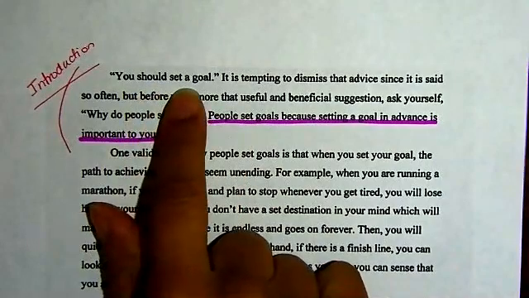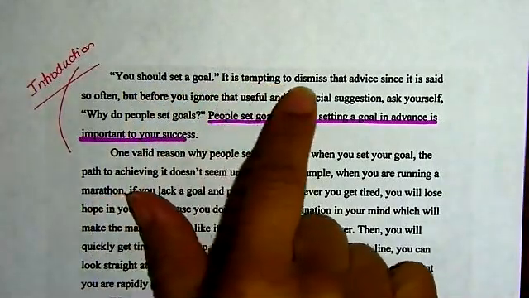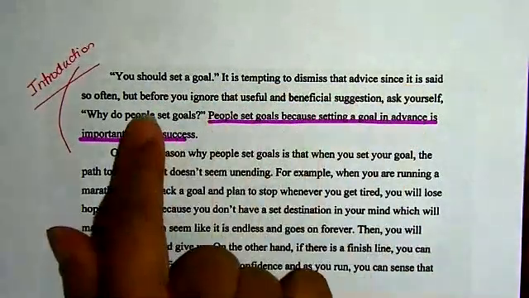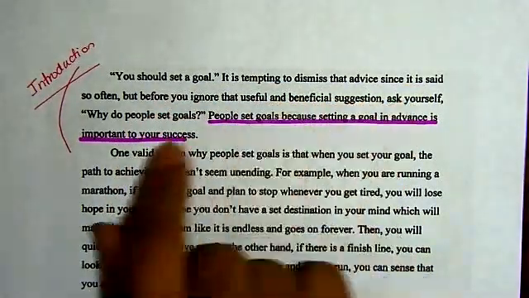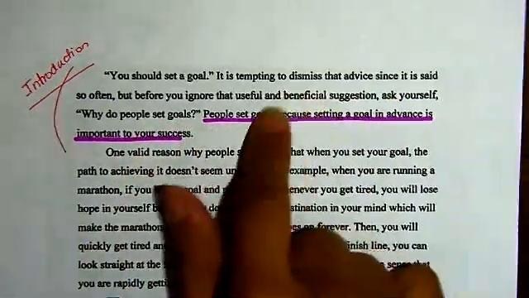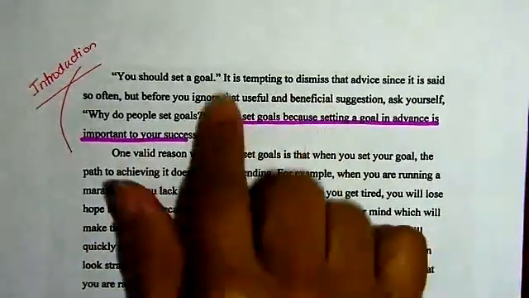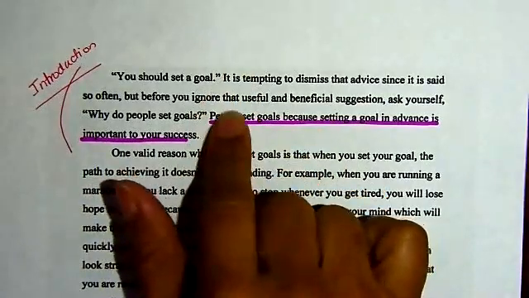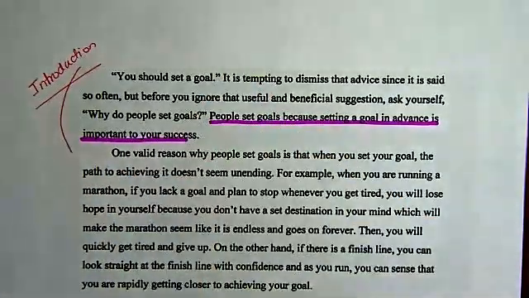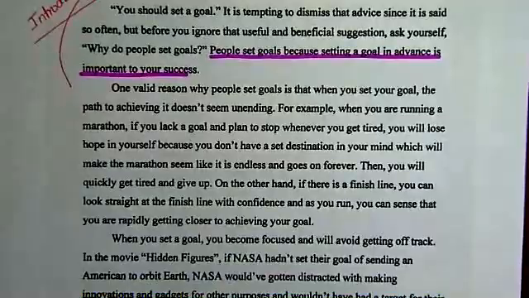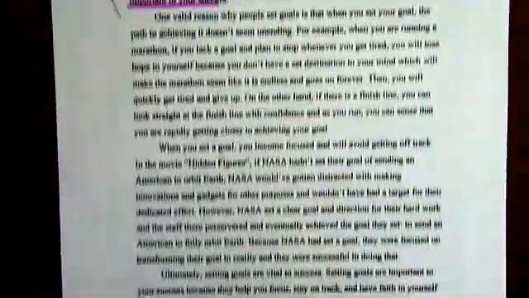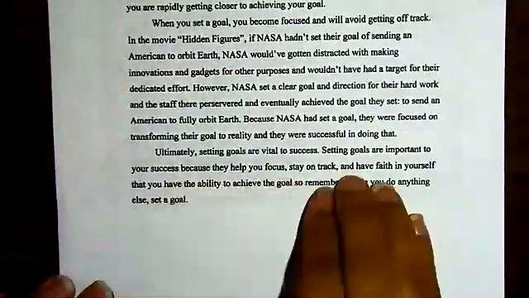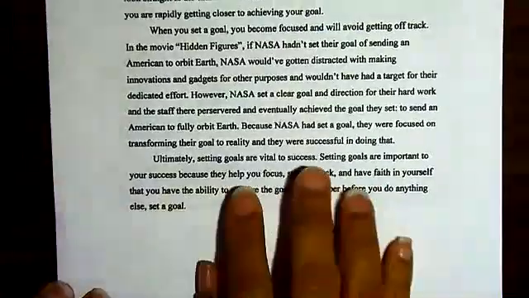You should set a goal. It is tempting to dismiss that advice since it is said so often, but before you ignore that useful and beneficial suggestion, ask yourself, why do people set goals? So then the controlling idea, that's a really amazing way to connect the controlling idea and the hook. And I also did mention that the conclusion has to connect with that introduction as well. No new ideas, just summarizing and leaving a lasting thought.